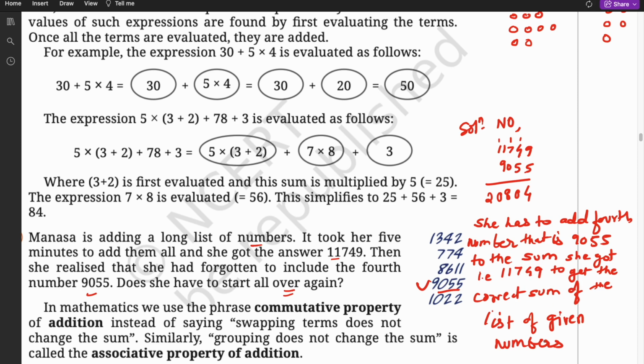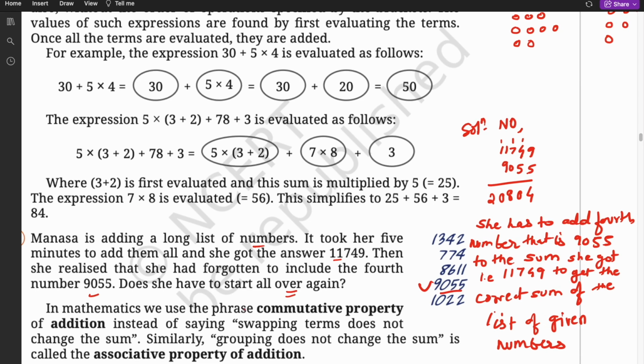So in mathematics we use the phrase commutative property of addition instead of saying swapping terms does not change the sum. Similarly, grouping does not change the sum, which is the associative property of addition. So what was the commutative property here? a + b is equal to b + a. What was the associative property? (a + b) + c is equal to a + (b + c), or you can write a + (c + b).